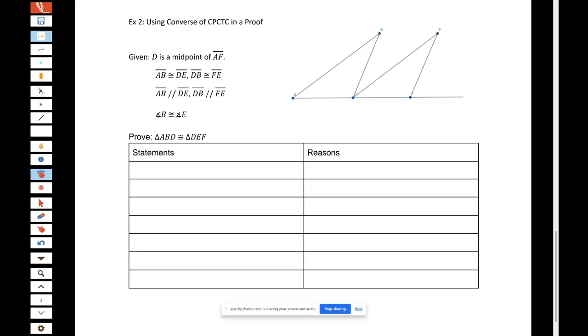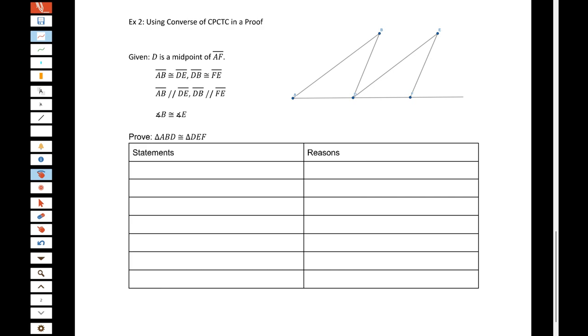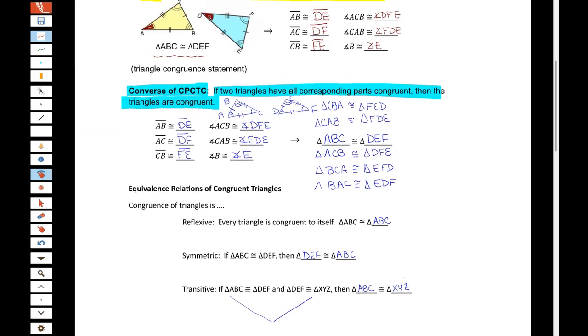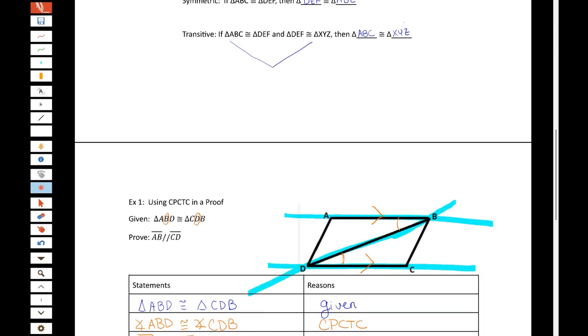All right, now let's do a proof that involves using the converse of CPCTC. All right, we have a lot of given information because in order to prove the triangles are congruent, we're going to have to show 3 sets of corresponding angles are congruent and 3 sets of corresponding sides are congruent. Just like up here, we had to show all 3 sides and all 3 angles congruent in order to say the triangles were congruent using converse of CPCTC. So there'll be a lot of given information. D is a midpoint of AF.